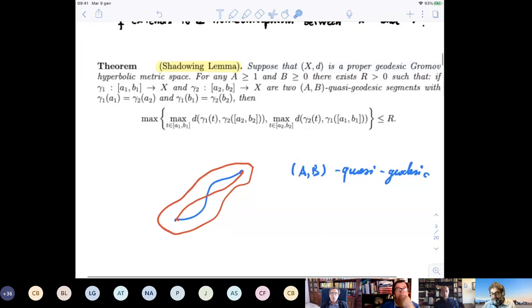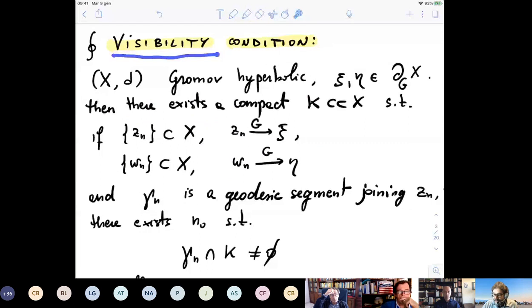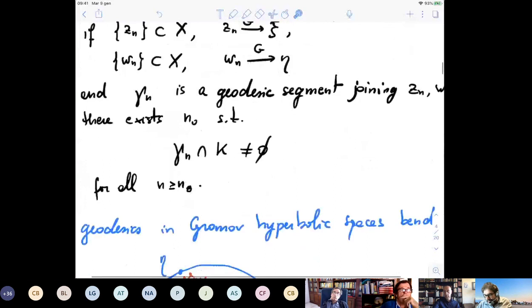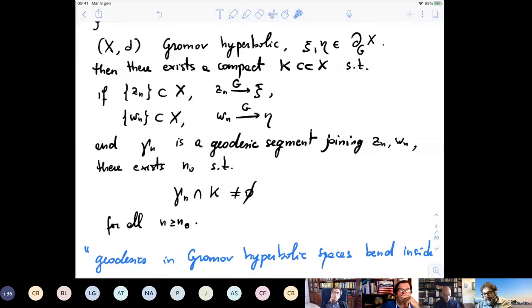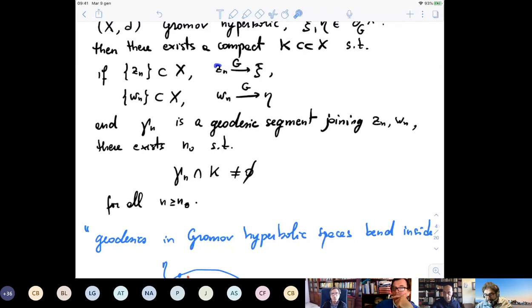There is another condition, which people call visibility condition, which is the following. Say in this line, geodesic in Gromov hyperbolic space is bent inside. What does it mean? It means that if you have a Gromov hyperbolic space, and if you have two points on the Gromov boundary, okay, this is an abstract boundary, but if you take two points in this abstract boundary, then there exists a compact set K which depends only on the two points, so that whenever we have two sequences in X which converge, one to this point xi and the other to eta, of course these two points are different, then the geodesic joining Zn with Wn intersects the compact set K.